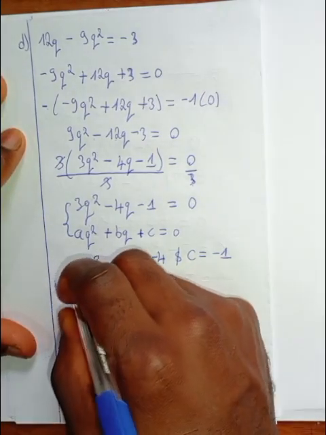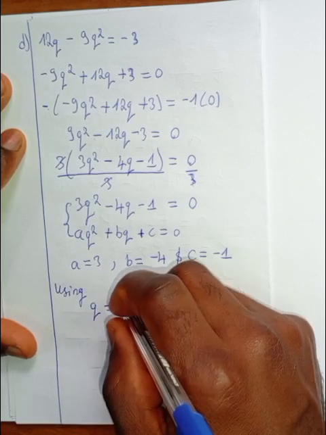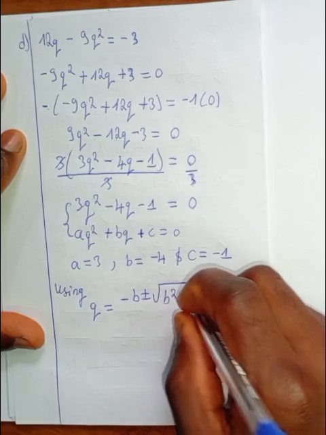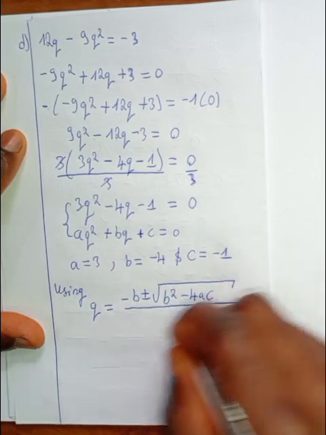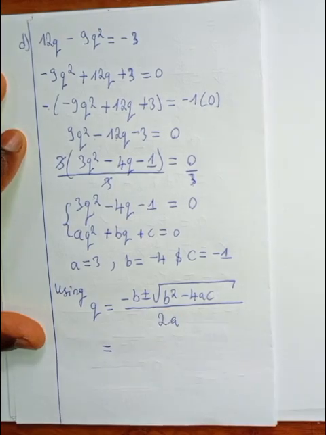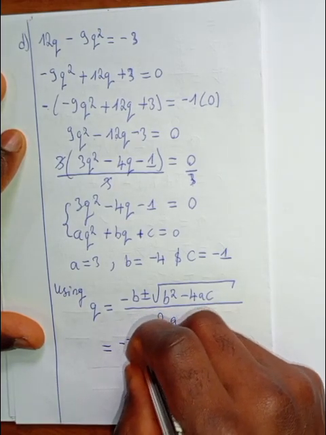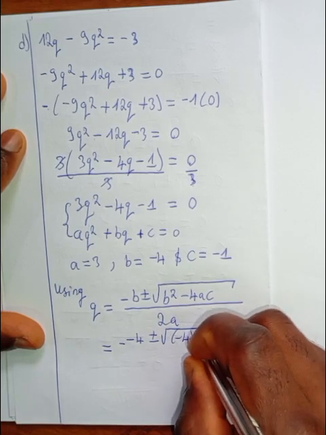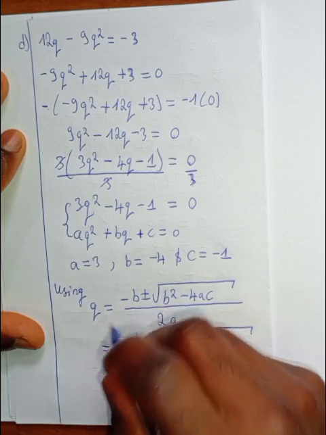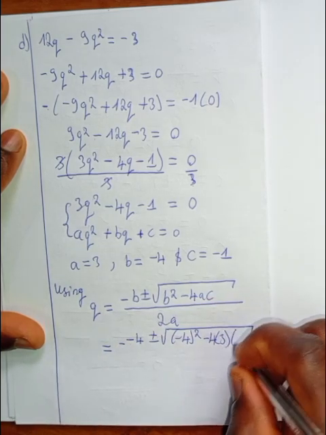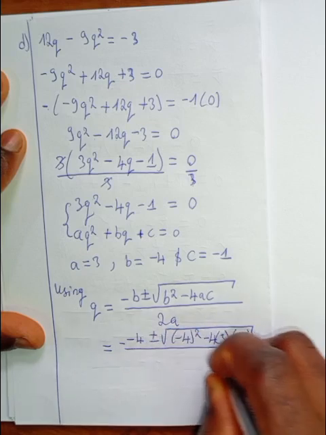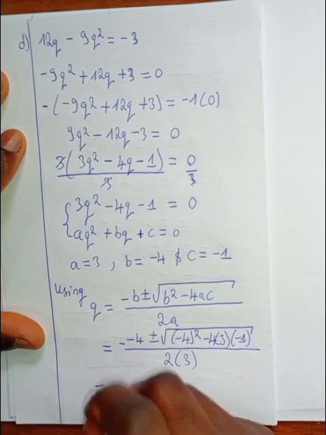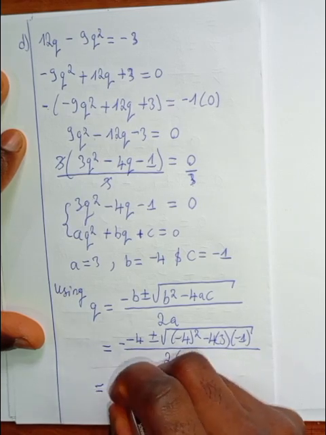By using our quadratic formula, q equal to negative b plus or minus the square root of b squared minus 4ac, divided by 2a, this will simply be equal to negative negative 4 plus or minus the square root of negative 4 squared minus 4 times a. Our a is 3, times c which is negative 1, and we divide by 2 times a, 2 times 3. This will simply be equal to negative, negative gives us positive.